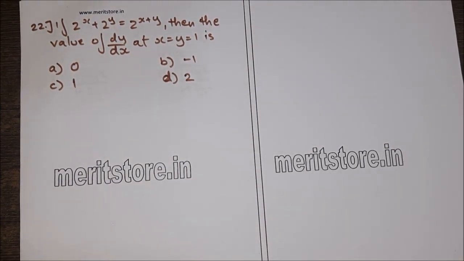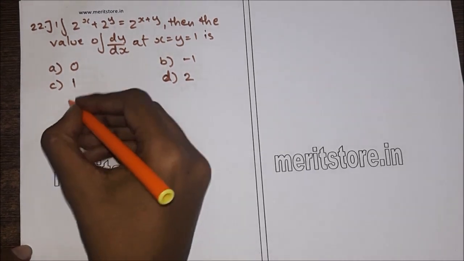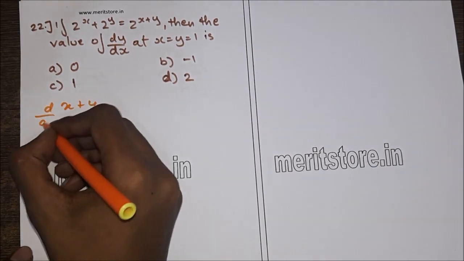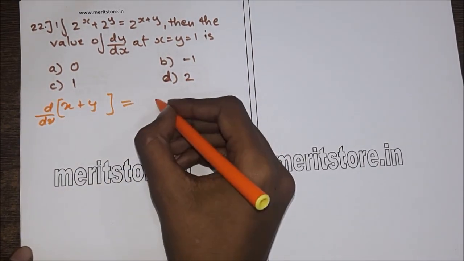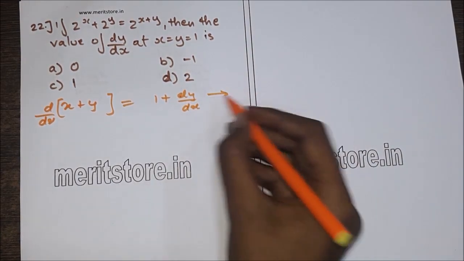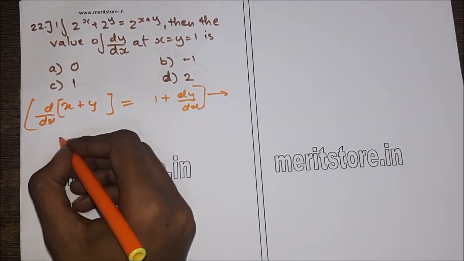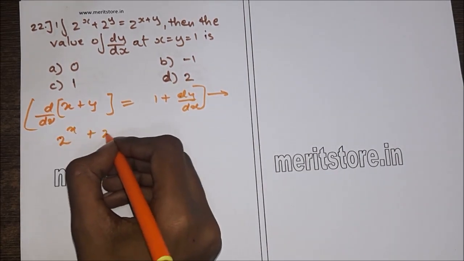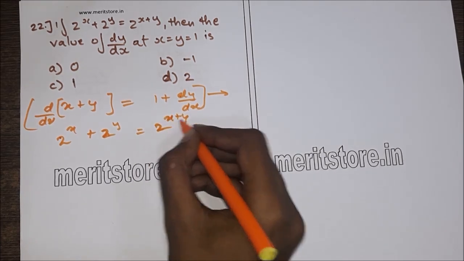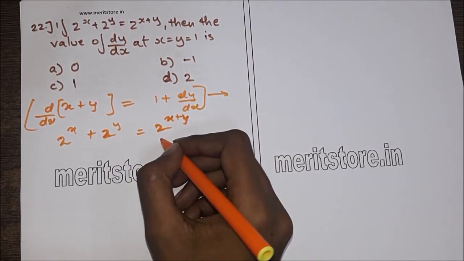If 2 raised to x plus 2 raised to y is 2 raised to x plus y, then the value of dy by dx at x equals y equals 1 is, the options are 0, -1, 1 and 2. So 2 raised to x plus y, differentiation of x plus y with respect to x is 1 plus dy by dx. So 2 raised to x plus 2 raised to y is what is given, 2 raised to x plus y. We differentiate throughout with respect to x.